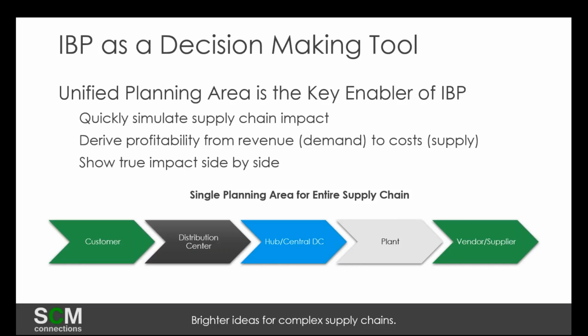So that single planning area for your entire supply chain, the customer to the DC, to the central DC, to the plant, all the way through, that's a really unique enabler in IBP. Finally, you can see the upstream and downstream impacts of the decisions being made, how it flows all the way through your supply chain process. So you're really making truly educated decisions and truly educated strategic plans for your entire supply chain.